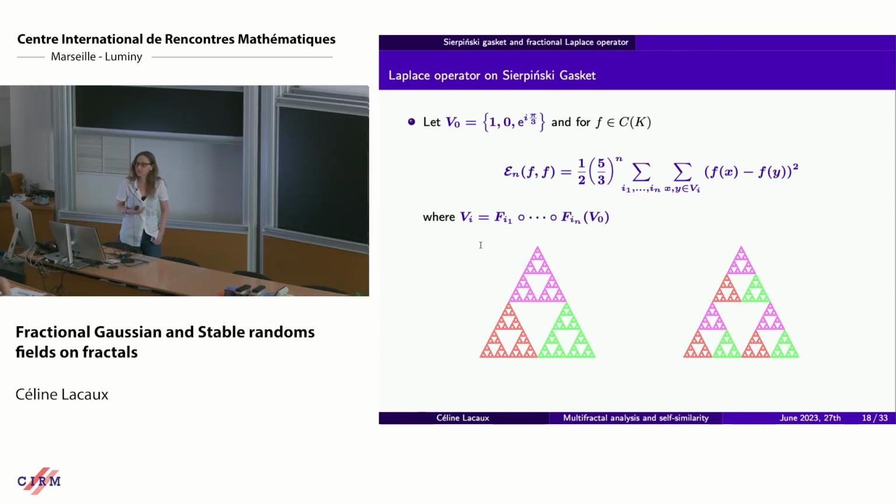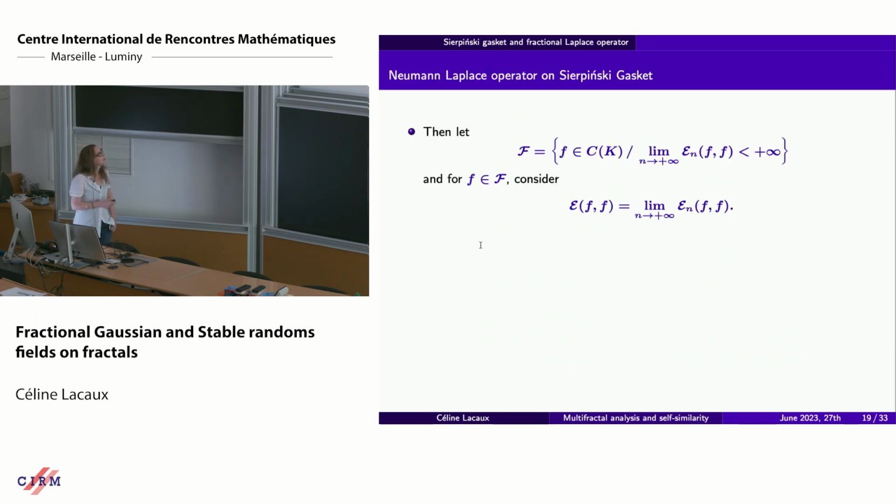That defines a quadratic form that is also an increasing sequence, so you can let n go to infinity and say, okay, I will set the quadratic form E as the limit of this sequence. You don't want to have plus infinity, so you only consider the functions f such that the limit is finite.